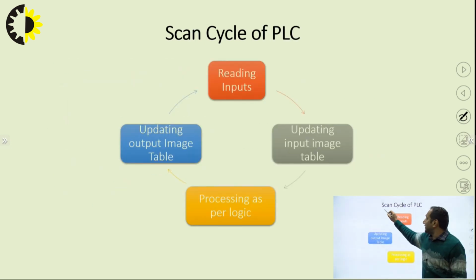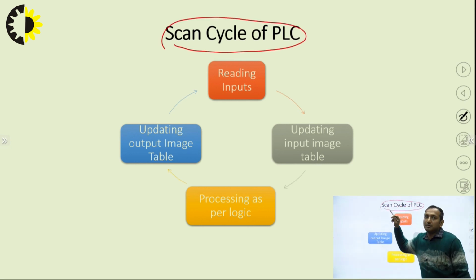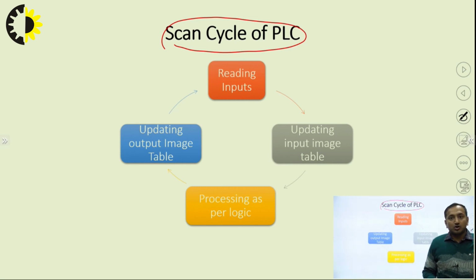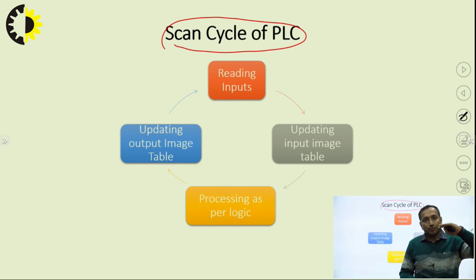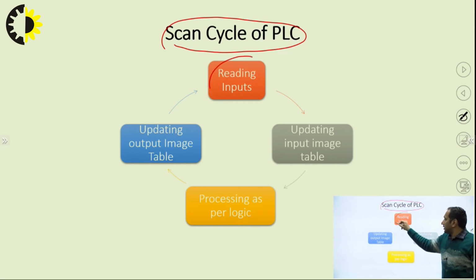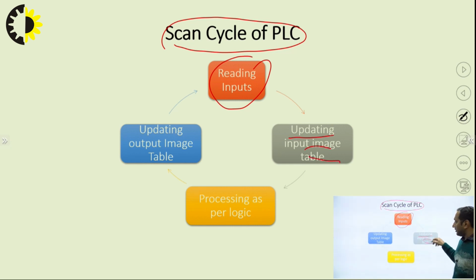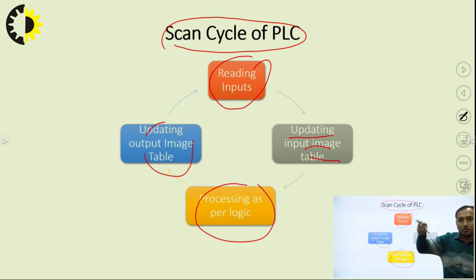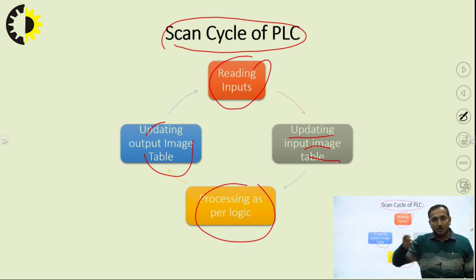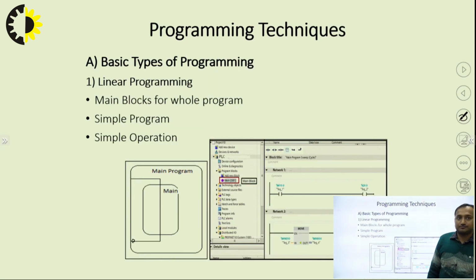An important term in a PLC is the scan cycle. The scan cycle determines, from the start of the program to its conclusion, how much input output processing time has been consumed. It consists of reading inputs and updating the input image table, processing as per logic, and updating the output image table. So it consists of input, which is gathering information, the time taken by the controller to perform a specific task, and sending a signal to the output, whether that specific task is to be performed or not. This whole is known as the scan cycle of the PLC.